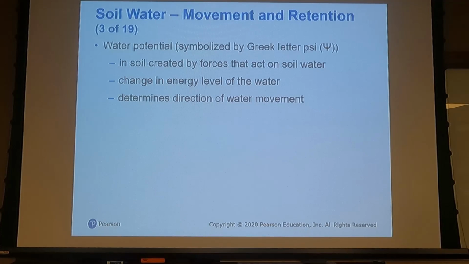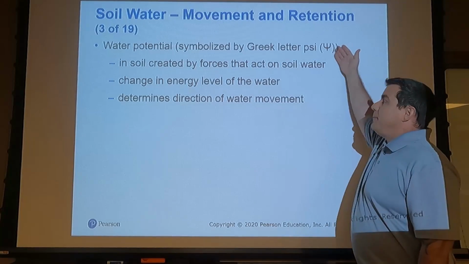And so the way we describe that is with water potential, and that is symbolized by the Greek letter psi. And so that psi represents the changes in the energy level of the water. And because we can calculate the changes in the energy level, we can determine which direction the water is going to move.